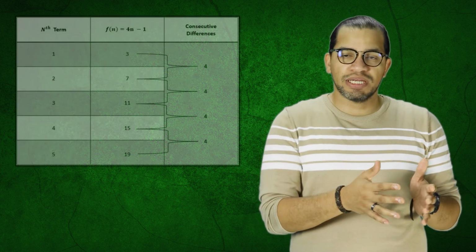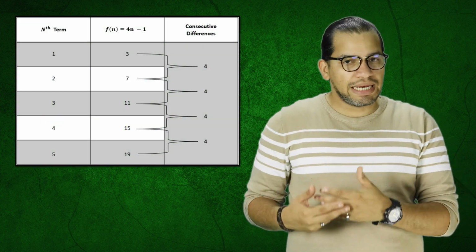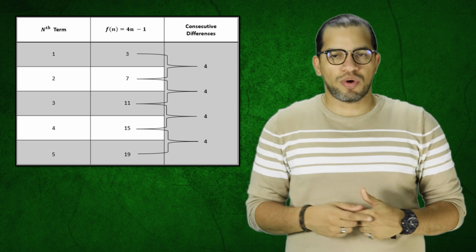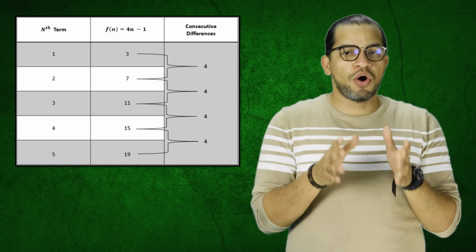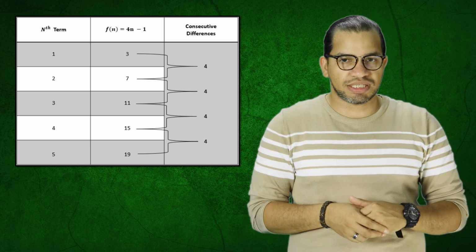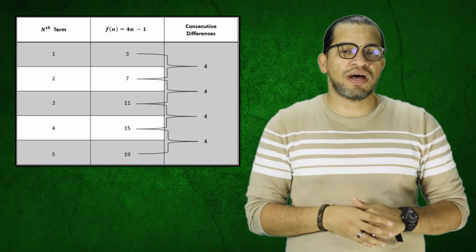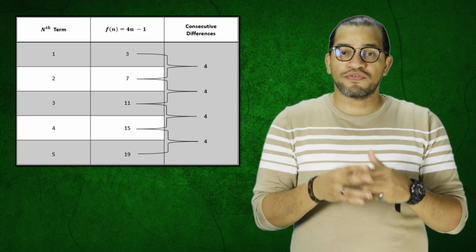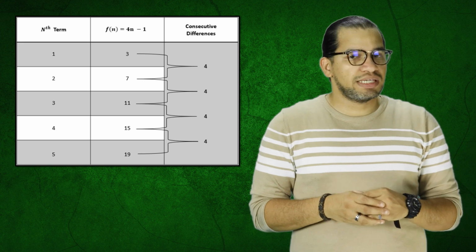Another example is a sequence given by 3, 7, 11, 15, and so on. If we take all of the consecutive differences, we get the constant value 4. Therefore, this is an arithmetic sequence.